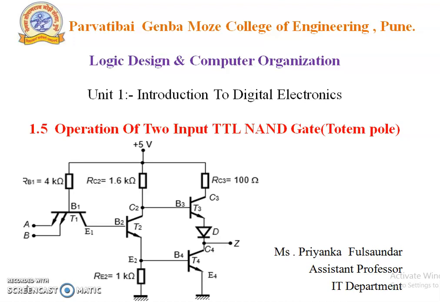In my previous video, we discussed logic family, classification of logic family, then characteristics of digital integrated circuit. Also we discussed TTL logic and its subfamily. In that we discussed tri-state, open collector and use of totem pole. And in this video we discuss the operation of two input TTL NAND gate with the help of totem pole type.